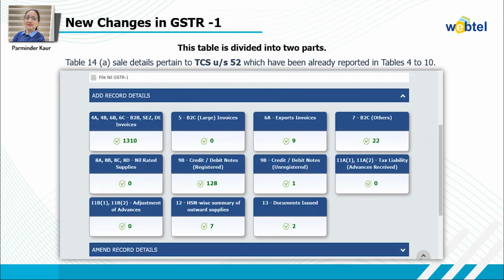Table number 14 is divided into two further parts: 14A and 14B. In 14A, all the sales pertaining to TCS under section 52, which have already been reported in tables 4 to 10, that is, tables 4, 5, 6, 7, 8, 9 and 10, will be shown as disclosure under table number 14A, which pertains to TCS. Under section 52, deduction of TCS by the e-commerce operator is applicable for goods only. So the disclosure is required to be mentioned.